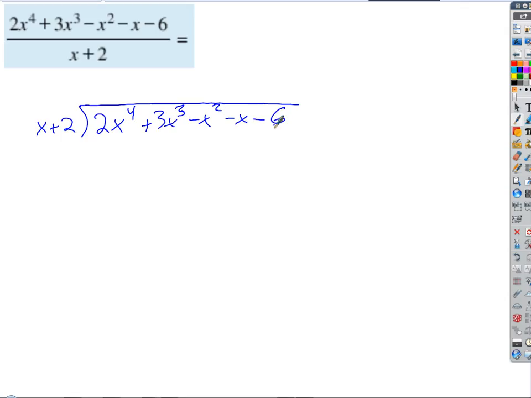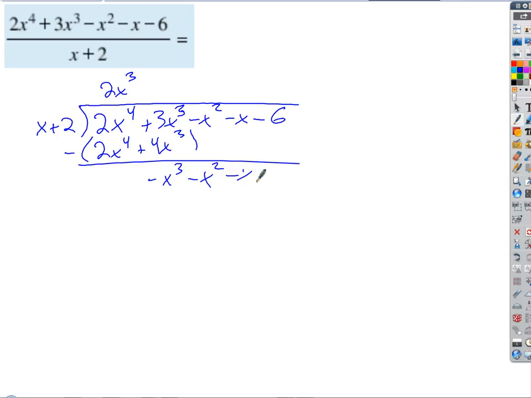How many times does the leading term outside go into the leading term inside? x goes into 2x to the fourth 2x cubed times. So I'll distribute that through and get 2x to the fourth plus what? 4x cubed. And subtract, right? So those cancel as they need to, and then I get 3 minus 4 is negative 1 x cubed, bring the rest down.